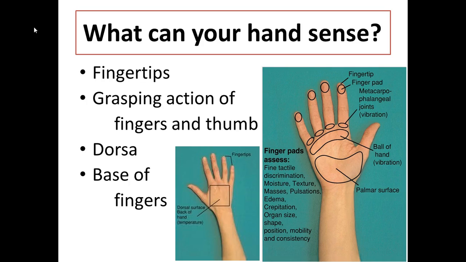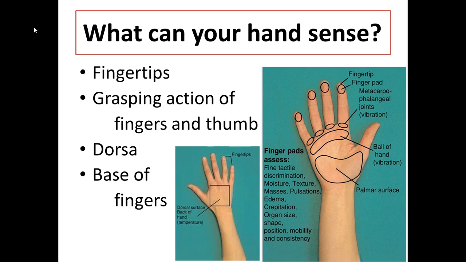So, what can your hands sense? If you think about what part of your hands will feel certain things. Your fingertips are the best for fine tactile discrimination, such as skin texture, like dryness of the skin or flakiness of the skin, swelling, pulsations, or lumps. The grasping action between the thumb and the fingers helps detect position or shape of masses.